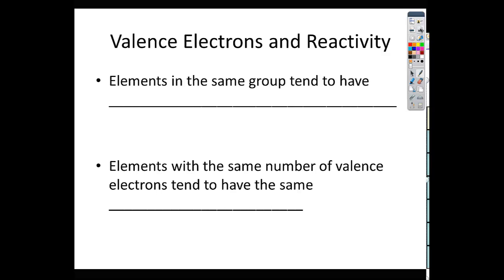So the last slide that we need to look at. Elements in the same group tend to have the same number of valence electrons. Elements with the same number of valence electrons tend to have the same oxidation number. If you keep that in mind, that'll tell us about the reactivity. Elements in the same group will have the same reactivity.